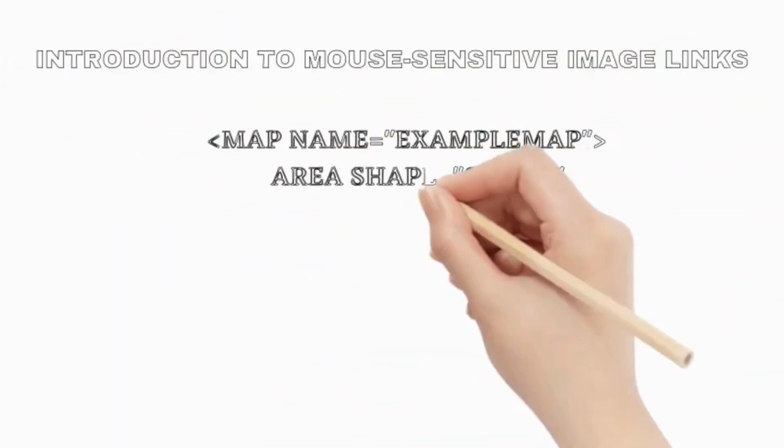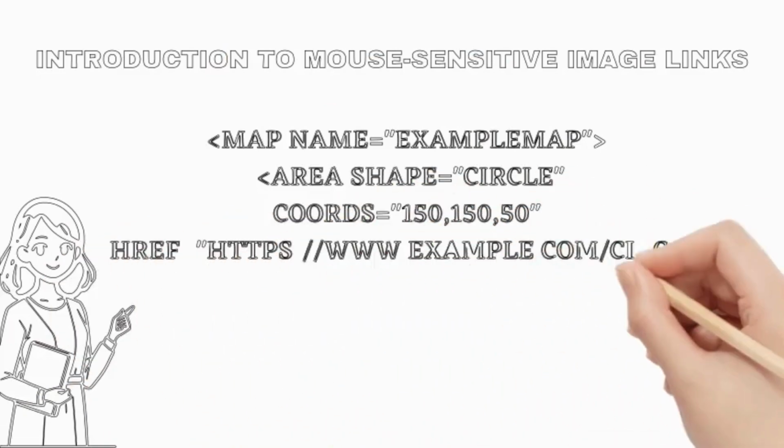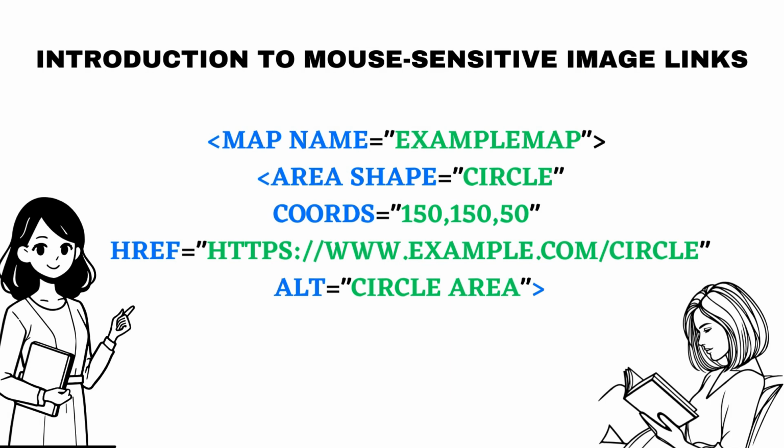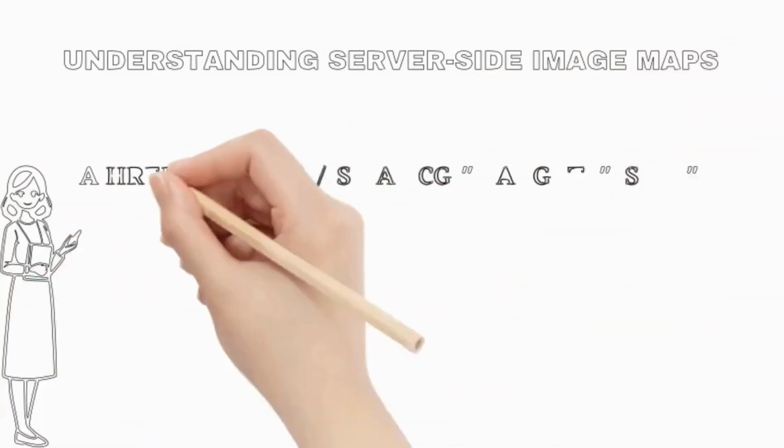Now, let's explore something even cooler: mouse-sensitive image links, also known as image maps. These allow you to create multiple clickable areas within a single image, each leading to different destinations. First up, server-side image maps.